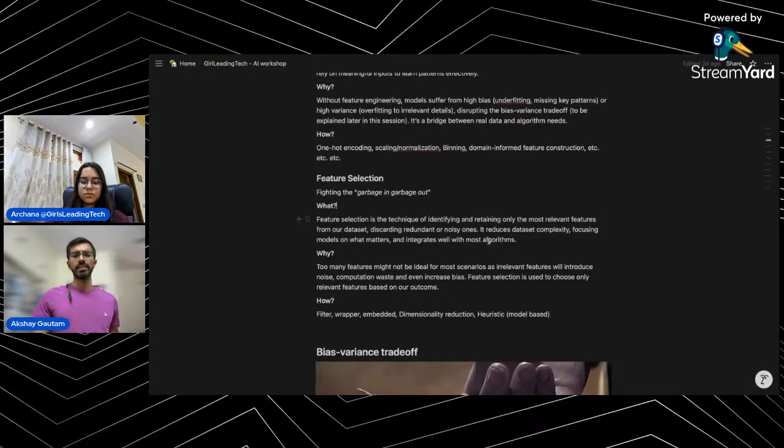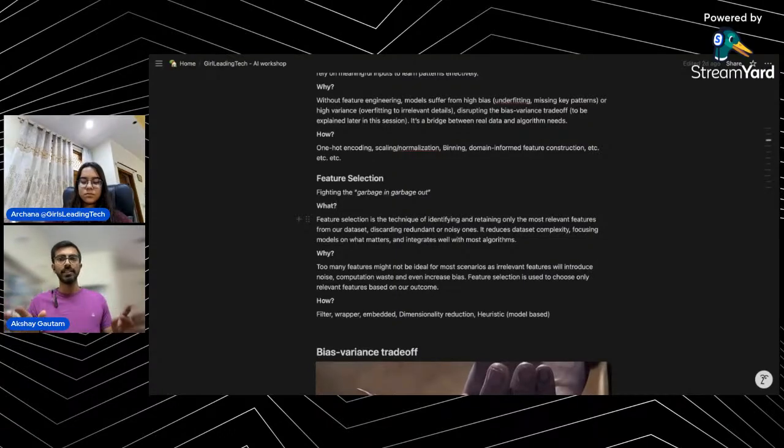Heuristics is model based. So let's say you have a model which wants a specific type of data. You will make it vote. You will make it choose which type of data it wants, and you will see which type of data it performs better on. These are all you have.